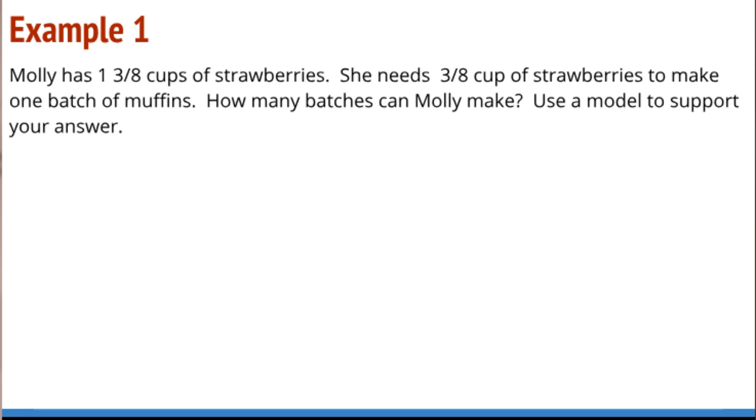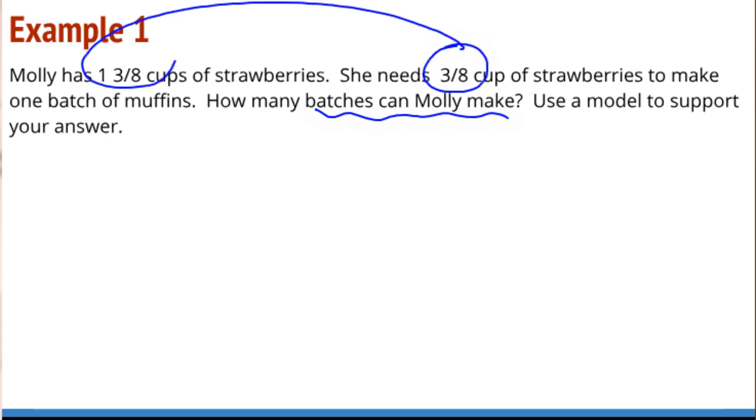Molly has 1 3/8 cups of strawberries, and she needs 3/8 cups of strawberries to make 1 batch of muffins. And the question is, how many batches of muffins can Molly make? So we're trying to find how many groups of 3/8 are in 1 3/8. And that sounds to me like a measurement division problem. How many groups of a size can be formed? So I've got 1 3/8, and I need to take out some 3/8 and see what I've got going on here.